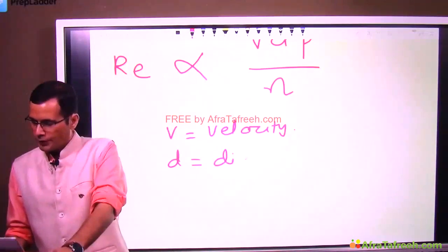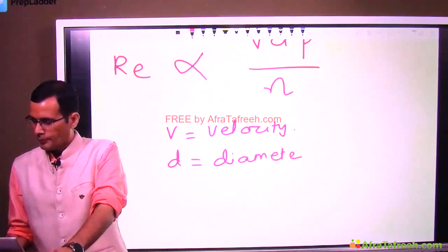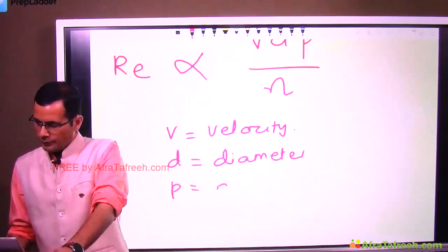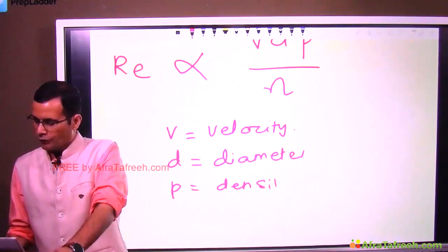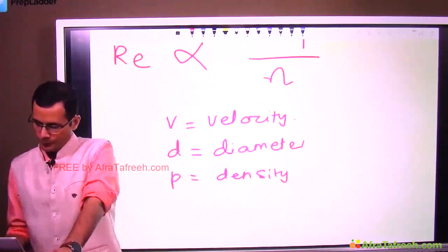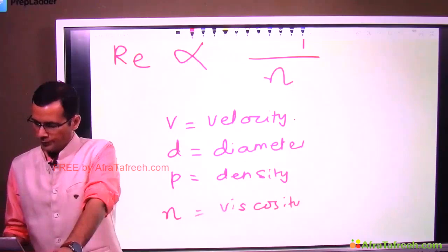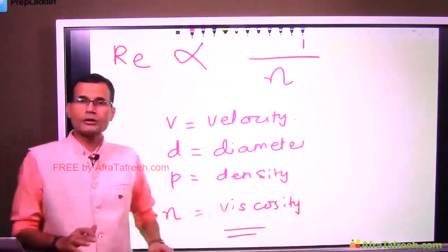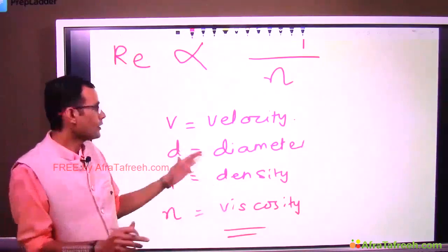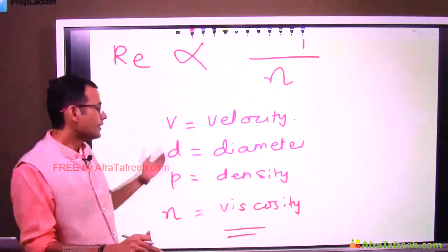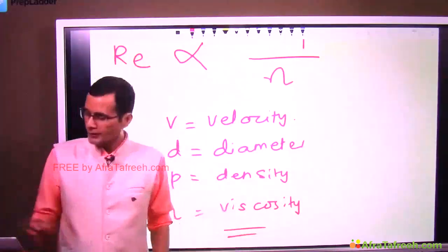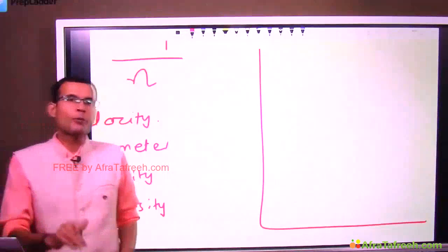D is diameter. ρ is density of blood or that fluid, and η is viscosity. So Reynolds number is directly proportional to velocity, diameter and density. It's inversely proportional to the viscosity. Please remember that.